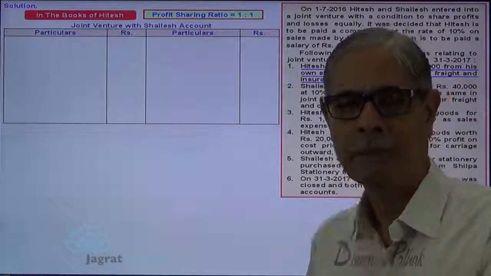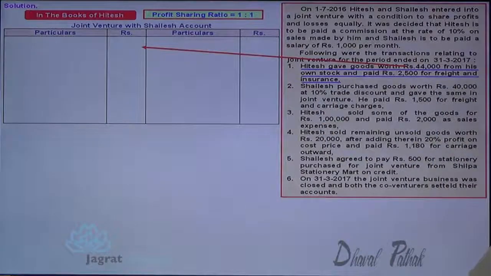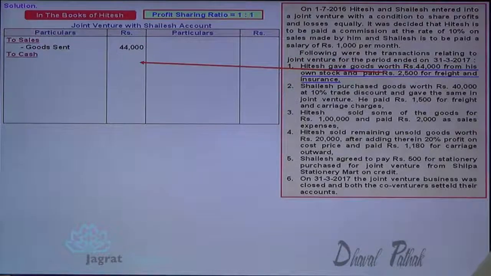So for expenses also, this account gets debited. So joint venture with Shailesh account debit to sales account, goods, and joint venture with Shailesh account debit to cash account, expenses paid. Now next transaction.